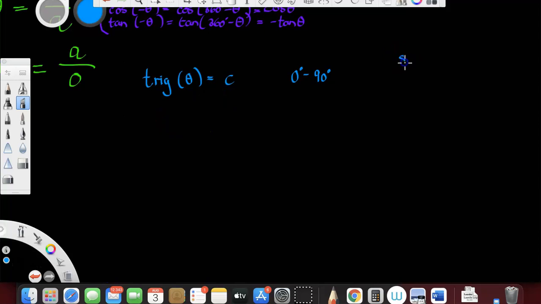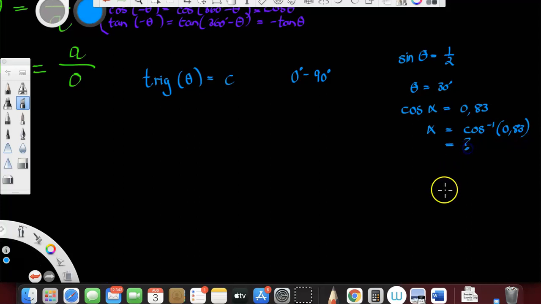So again, maybe just a quick example. Let's say I have sine of theta is equal to a half. I should know that that means theta is equal to 30 degrees. Or if I have something like cos of alpha is equal to 0.83, I should know that alpha is equal to arc cos of 0.83, and I should be able to use my calculator to get this answer. So very simple calculations that you should be able to do.